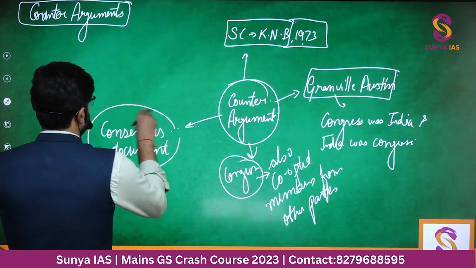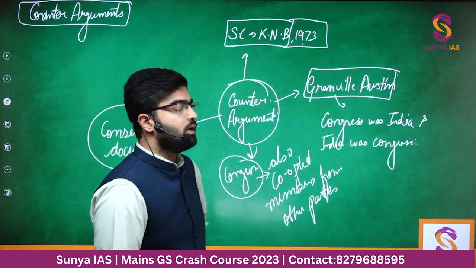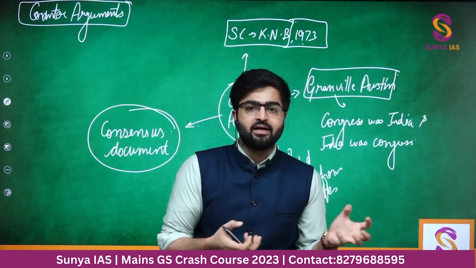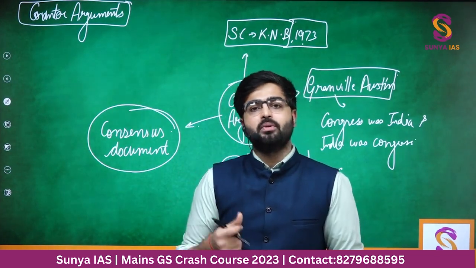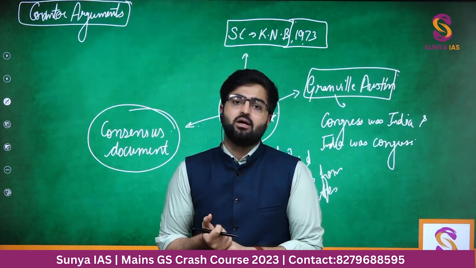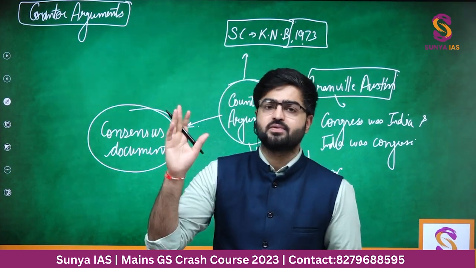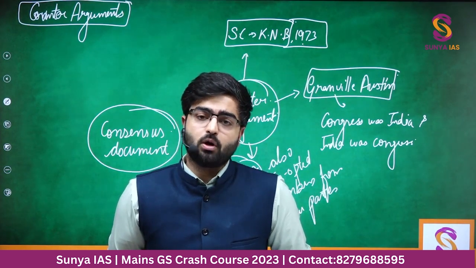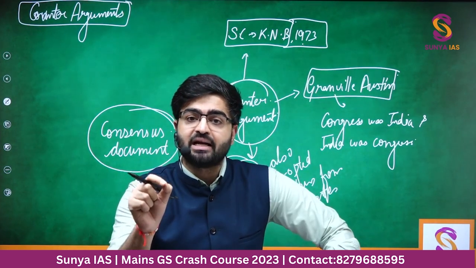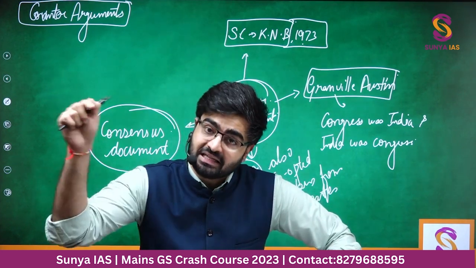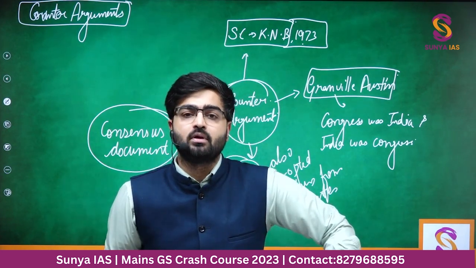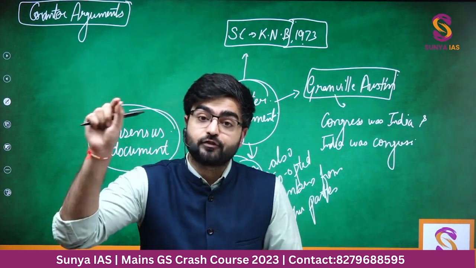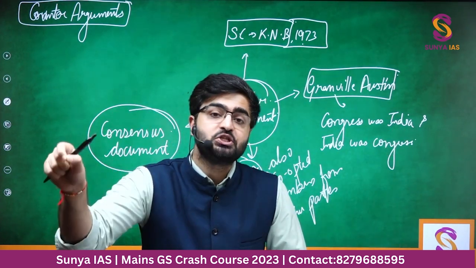Why a consensus document? Because though we say that the members came by indirect elections, dominated by the upper class, Brahmins were 25%, upper class were 80%, yet Congress co-opted the members, and each and every provision inculcated in the Constitution of India came after so many readings and thorough deliberation on each and every topic.